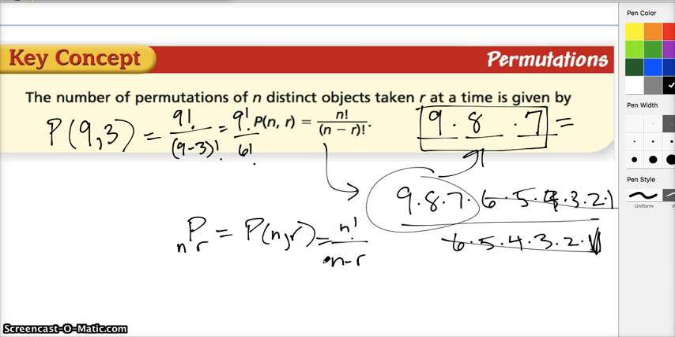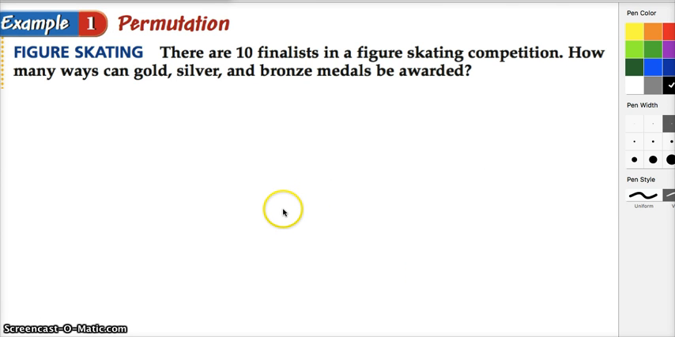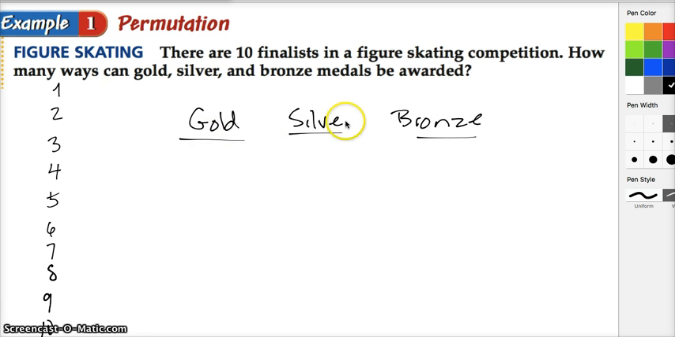All right, let's go ahead and see if we can do an example. Here in example 1, we're dealing with a permutation because there are 10 finalists in a figure skating competition. How many ways can gold, silver, and bronze medals be awarded? So we have these different categories. We want to choose 3 out of the 10.